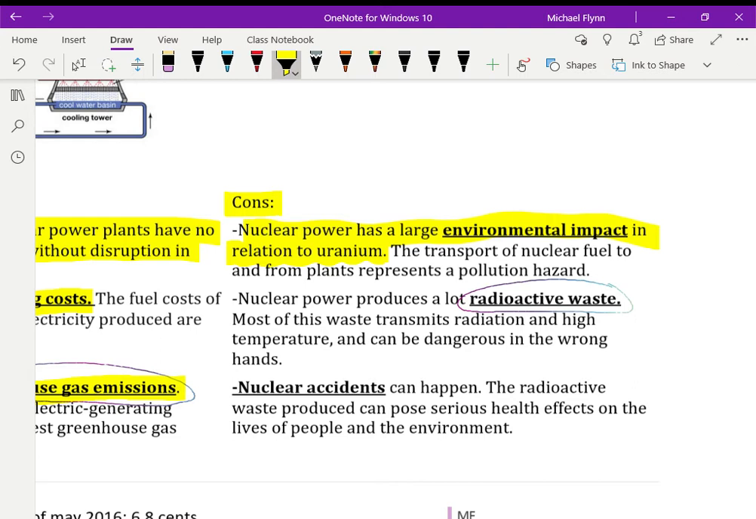Nuclear power produces radioactive waste. Now, I would change my wording here. It does not produce a lot of radioactive waste. It does produce radioactive waste though. And that radioactive waste is all solid. It's not gas. It doesn't go up in the atmosphere. But it's highly radioactive and therefore highly toxic. And if you get a contamination of your area or your city with radioactive waste, that's not good.